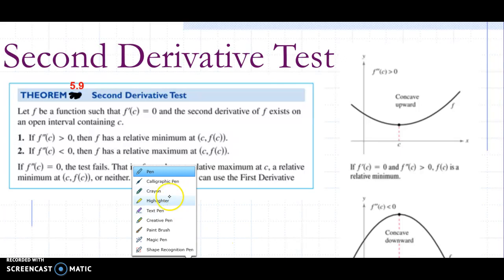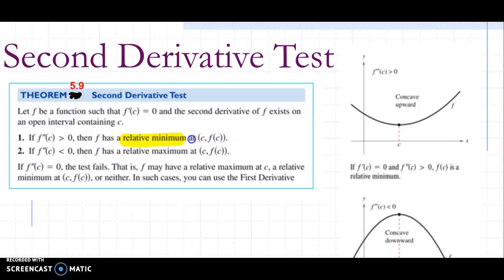Okay, so let's summarize this a little bit. I guess I should pay attention to the third case, huh? And if f double prime of c is equal to 0, then the test fails. That is, f may have a relative max at c, it could have a relative min, or potentially neither. If we get to this case where f double prime of c is 0, then we would have to use the first derivative test, which we've done already.